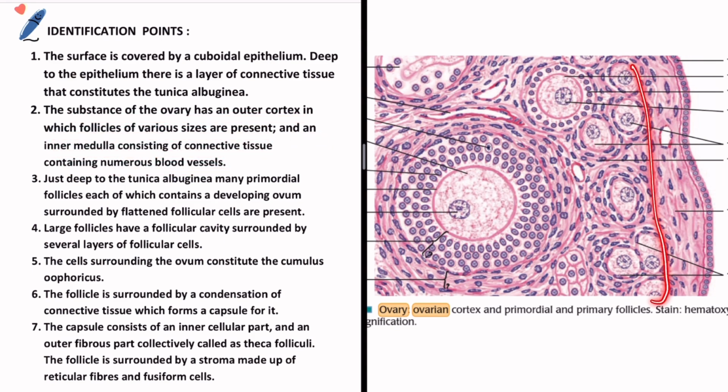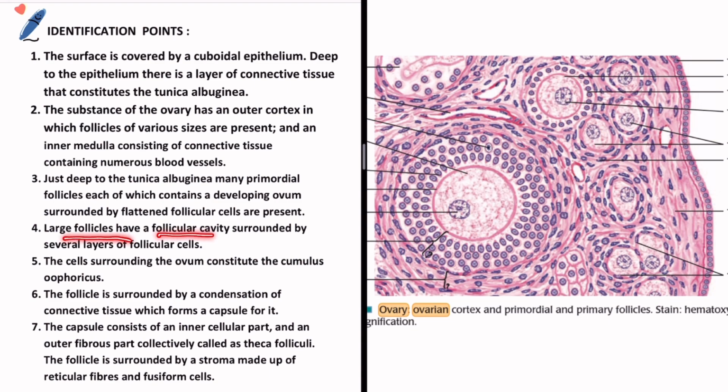So this is the outer cortex containing numerous follicles. Just deep to the tunica albuginea, many primordial follicles, each of which contains a developing ovum surrounded by flattened follicular cells, are present. So this is a primordial follicle which contains ovum and which is surrounded by flattened follicular cells.